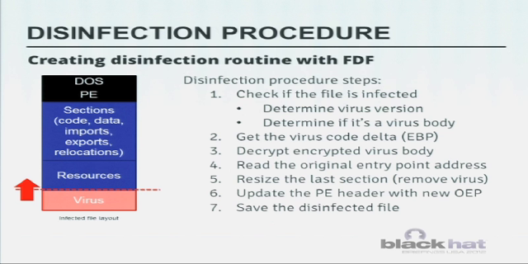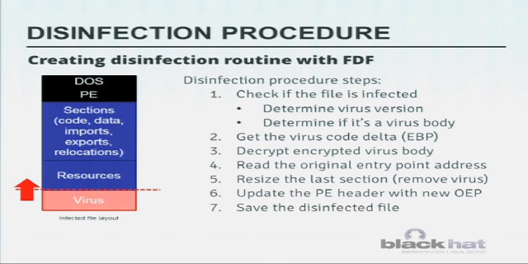So how do we do this? How do we create a disinfection routine with our file disinfection framework? First and foremost, we check if the file has been infected. And that means two things. Either the file has been infected and you know the exact version of the virus, or it's a virus body. Now, virus body is just a carrier. It's not an infected file. It's the virus itself. Once you run that virus, it starts infecting other files. And once those files are infected, they start infecting other files as well. So we have to differentiate between the virus body and the infected file.